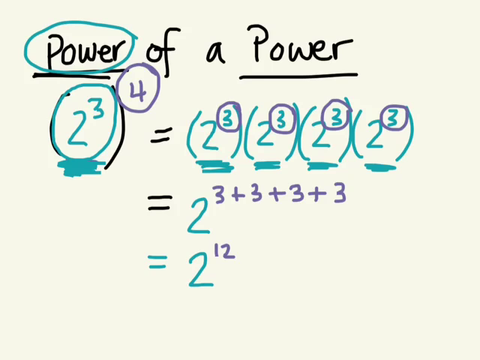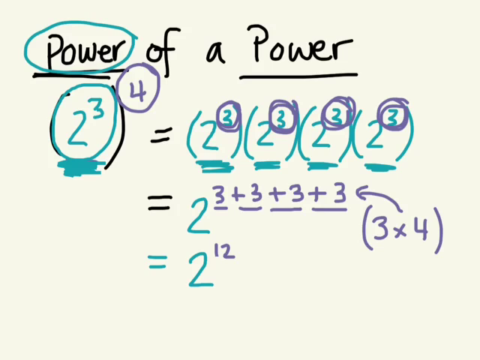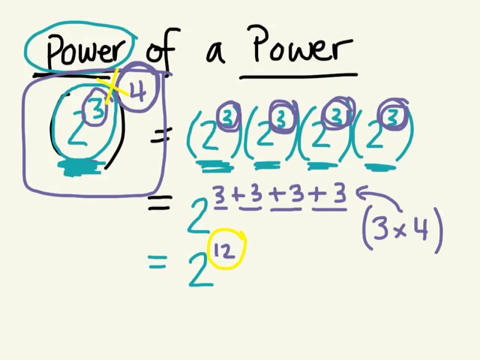Very good. Okay, I want you to think about this for a second. What's another way of writing 3 plus 3 plus 3 plus 3 as multiplication? How would you show that as multiplying? 3 times 4, exactly. This represents 3 being written 4 times, right? Look at the original question. I had the exponent 3 being written 4 times. What's 3 times 4? That was our answer, 12.